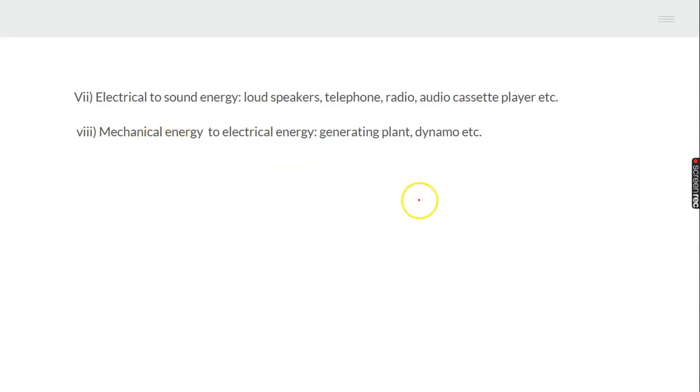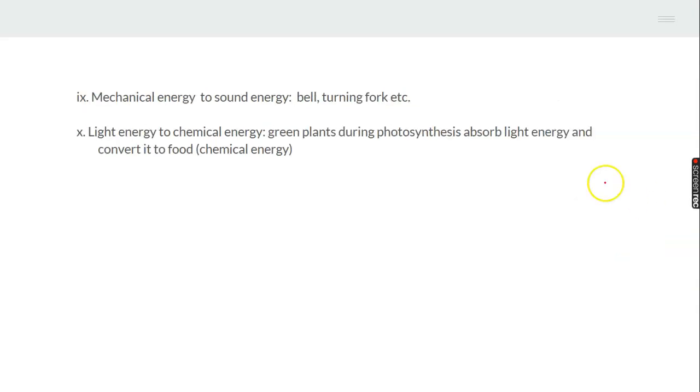For mechanical energy to electrical energy, that means it's coming from a machine to electric. You can see that in generating plants. You can see that in a dynamo. So we move to our next one, which is mechanical energy to sound energy, in our bells, in our tuning fork, which we use in agriculture. Same thing with light energy to chemical energy, where we have light from the sun being converted to chemical energy in green plants, as the case may be.